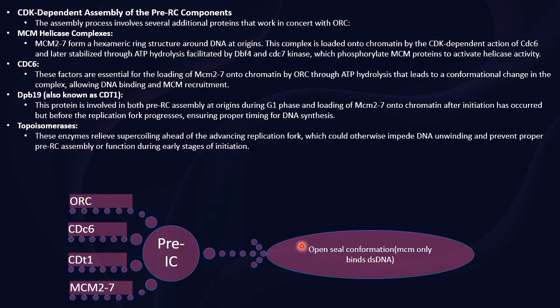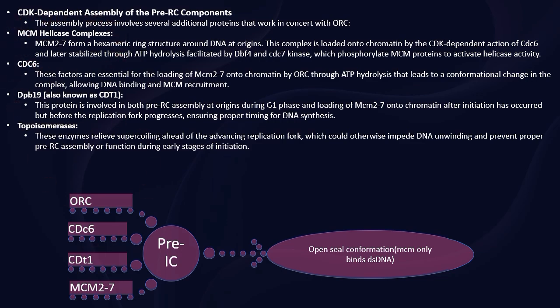The primary work of these two proteins, CDC6 and DPB19, also known as CDT1, is to help load the MCM helicase complex onto the ORC complex and stabilize them through ATP hydrolysis and phosphorylation activity. The CDK, or cell cycle dependent kinase, is also primarily needed to load and activate the MCM helicase onto the ORC complex.